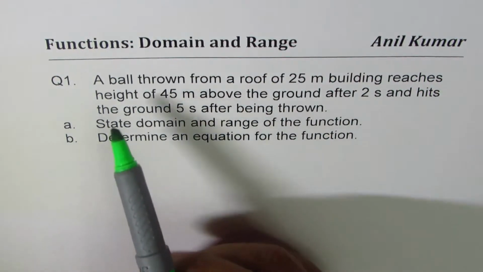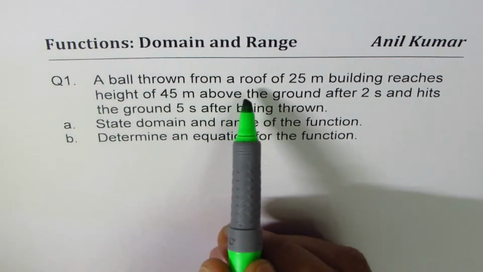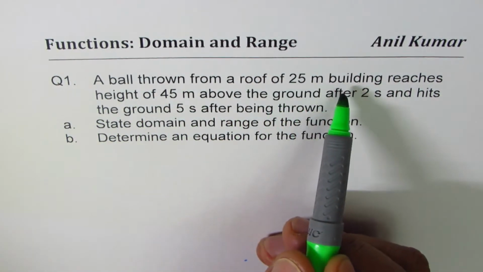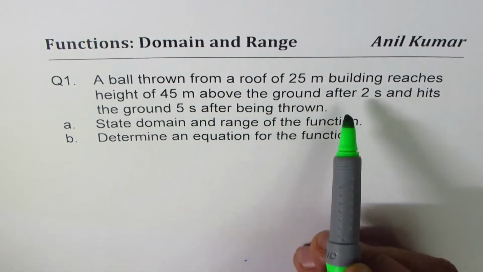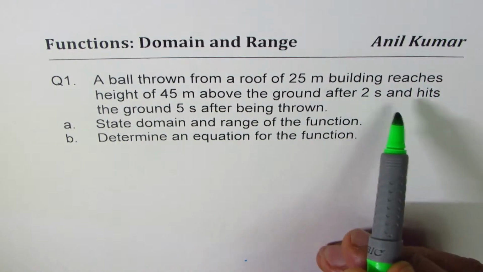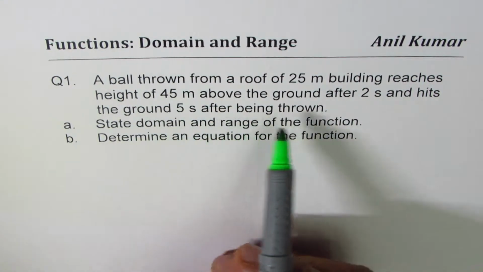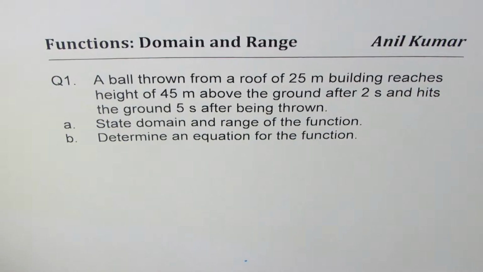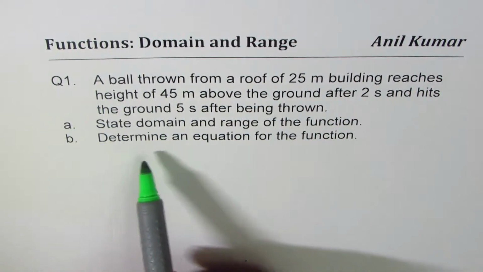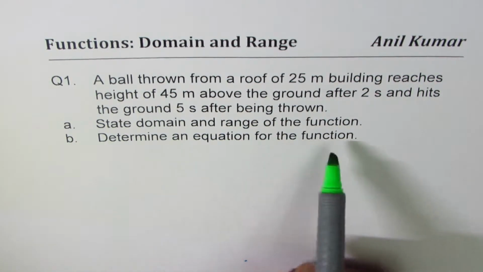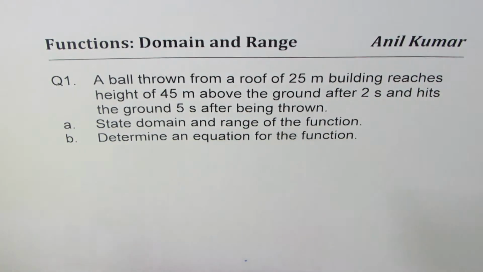Question number 1 here is: a ball thrown from the roof of a 25-meter building reaches a height of 45 meters above the ground after 2 seconds and hits the ground 5 seconds after being thrown, right? So that's the statement. You need to find the domain and range of this function, and you have to determine an equation for the function. So we are going to use concepts learned in quadratic equations and then solve this particular problem.